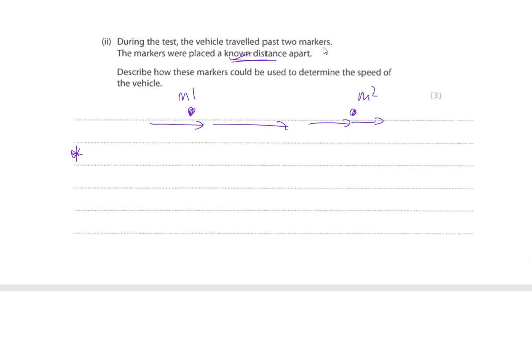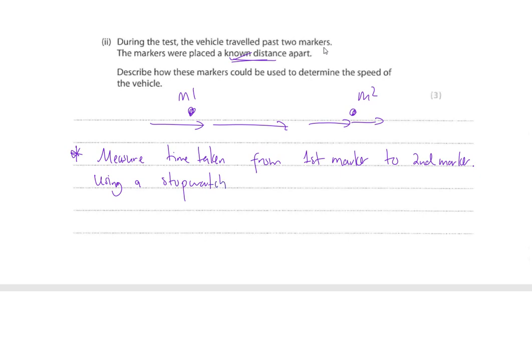So we're going to measure time taken from first marker to second marker. Okay, so how am I going to do this? Using a stopwatch. So what's going to happen is when the vehicle passes the first marker, you start the stopwatch, and then when it reaches the second marker, you stop it.